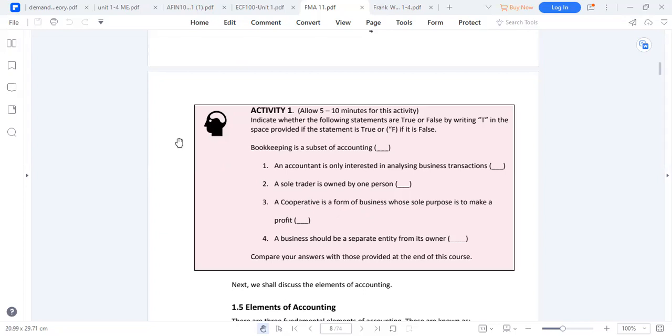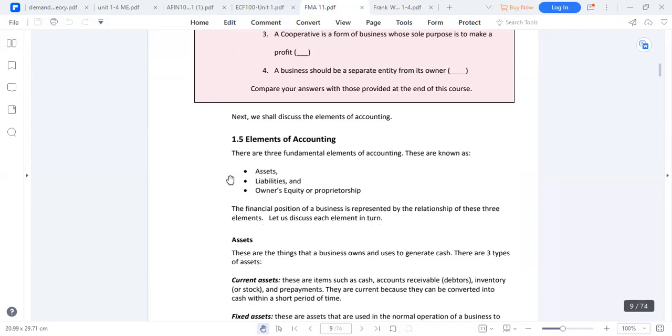False. It is meant to improve the livelihood, not to make profit, to reduce the cost of doing business. A business should be a separate entity from its owner. True or false? It's true.